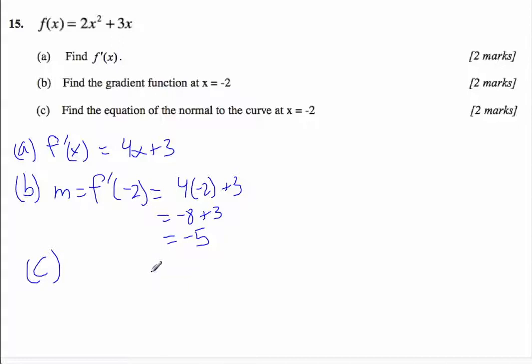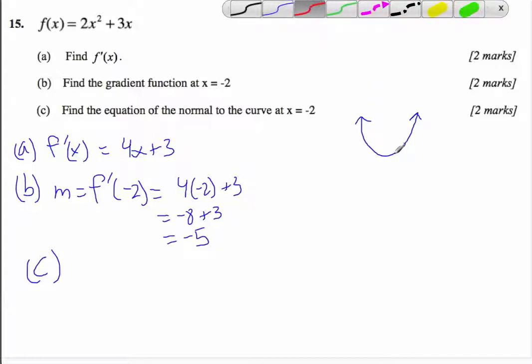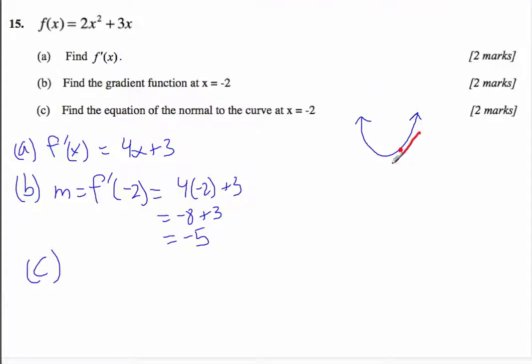All right, so part C, find the equation of the normal to the curve at x equals negative 2. So let's draw a little picture to see what's going on here. We have a parabola. We have a tangent line here. And we calculated that the slope of the tangent line is negative 5. There's a point there. That point, the x value is negative 2. We don't know the y value yet.